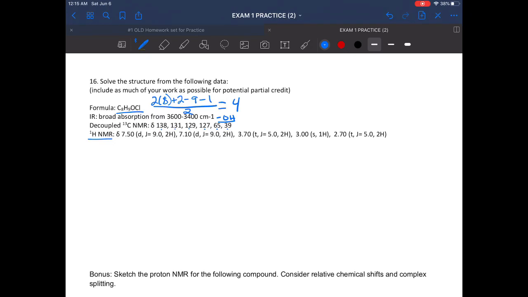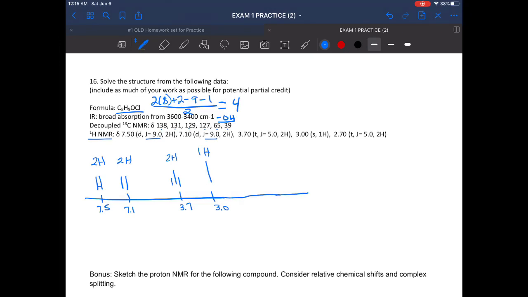You don't have to do this, but I'm going to sketch out my NMR as I'm talking through it. So at 7.5, I have a doublet that integrates to 2 hydrogen. At 7.1, I have a doublet that integrates to 2 hydrogen. The J values are given, and that helps you to know what is splitting what. Remember, that's telling you about the space here. So most likely, these two signals are coupled together. They're splitting each other. Then at 3.7, I have a triplet, and it represents 2 hydrogen. At 3.0, I have a singlet that represents 1 hydrogen.